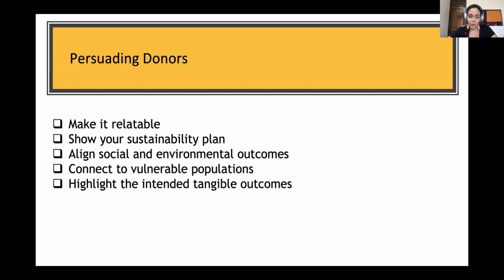Connect to vulnerable populations. Donors will normally ask you, okay, are you working with women? Are you working with youth? Are you working with waste pickers? So try to connect your project to all of those, and then highlight the intended tangible outcomes. What are you actually trying to achieve? You need to know how to answer that question so that when the donor asks, it makes sense to them and to you.